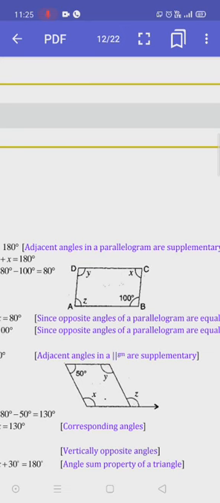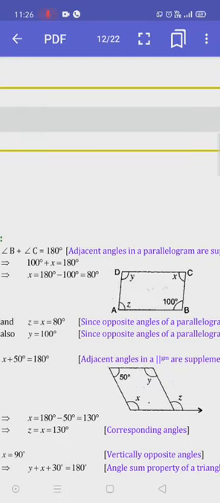So here we are taking angles B and C as adjacent angles. The sum of angles B and C will be 180. You can take A and B also, you can take C and D also, you can take A and D also. The sum of adjacent angles will be 180 degrees. So angle B plus C equals 180. Now B is given as 100, so 100 plus x equals 180. You can transfer 100, so x equals 180 minus 100, 80 degrees. So x equals 80 degrees.